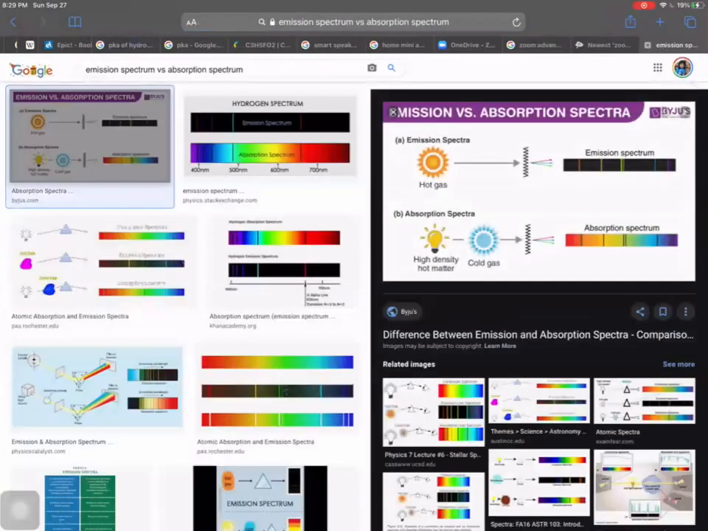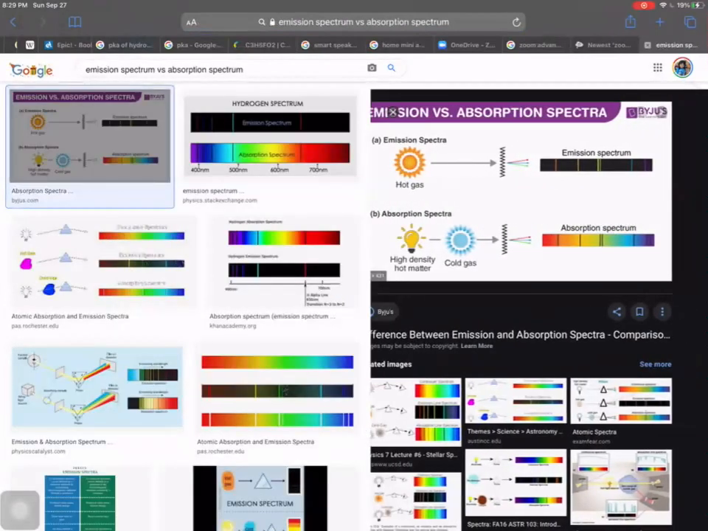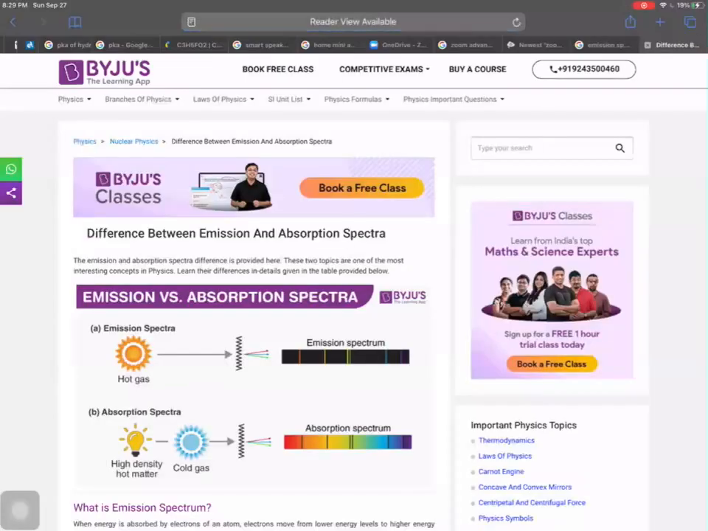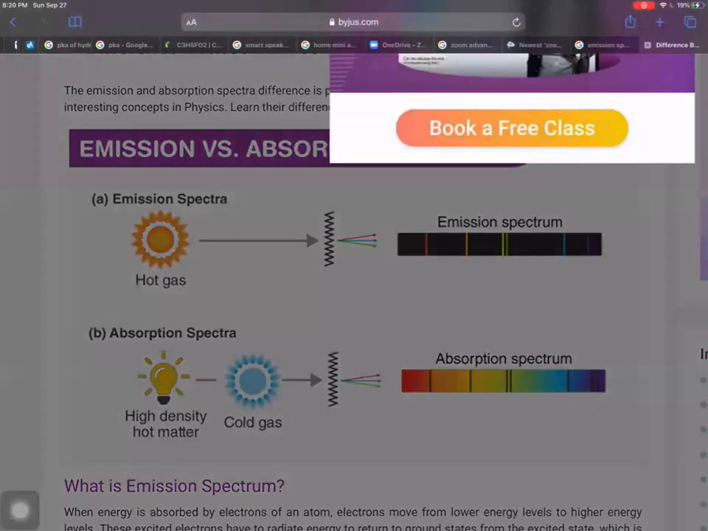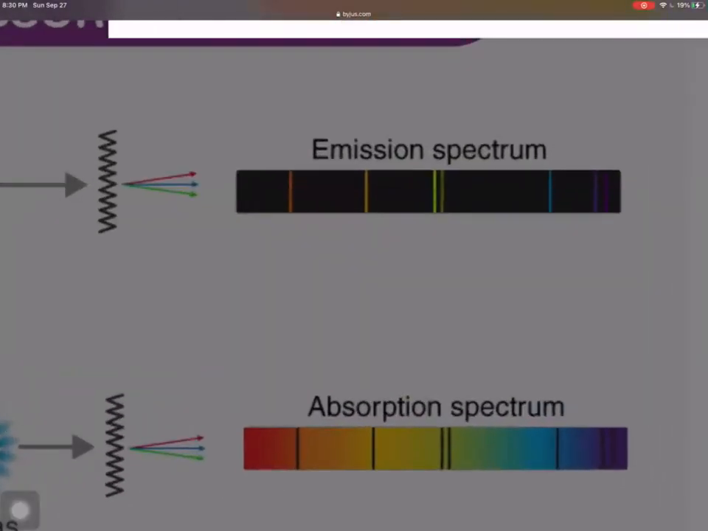I think this is a good way to demonstrate the idea. It seems like I cannot make it larger. Let me see. Okay, now it's good. So as you can see, here is the difference of the emission spectrum and the absorption spectrum.